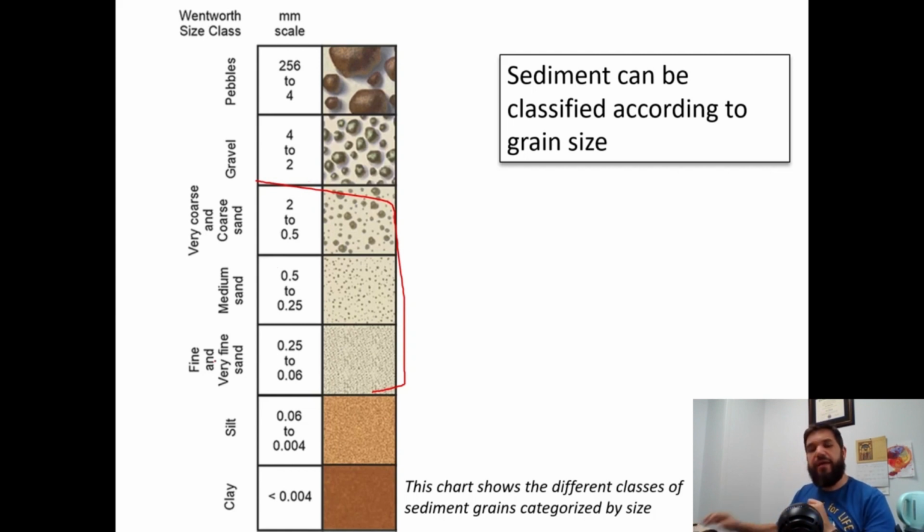But anyway, stuff that you can't see with the naked eye is either going to be silt or clay. So you can't see silt or clay with the naked eye. Silt feels a little bit grittier than clay, but clay is kind of like the very, very small, basically microscopic pieces of sediment.